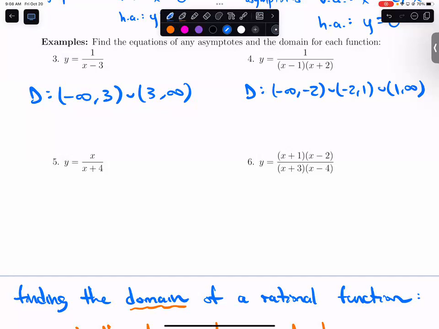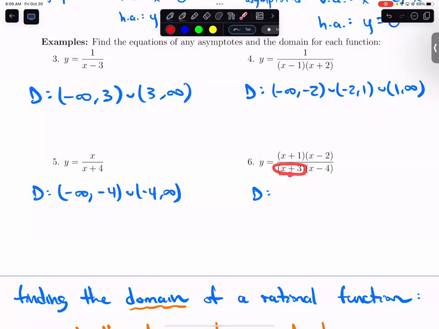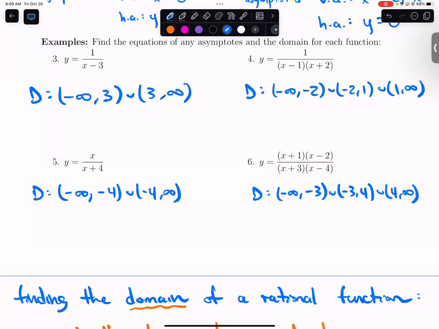Okay, cool. And 5 and 6 real quick. Everything except for negative 4. And then the last one, negative 3 and 4. Same order that they show up on a number line. So just be careful about writing out the intervals: negative infinity to negative 3, then negative 3 to 4, then 4 to infinity. Okay.